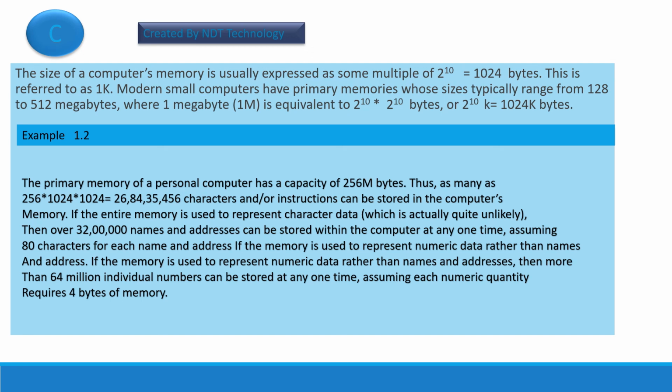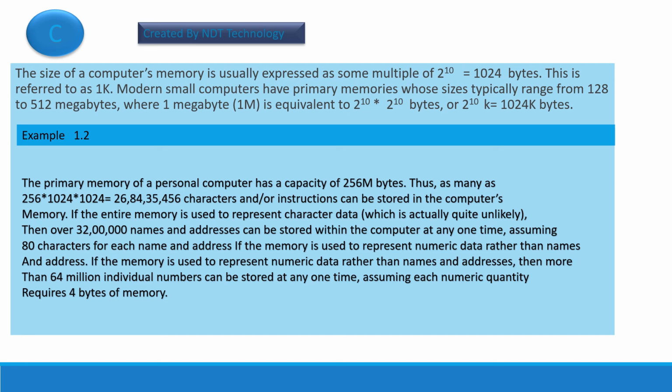If the entire memory is used to represent character data, which is actually quite unlikely, then over 22 lakh names and addresses can be stored. Okay? That's the power of the computer. Humans can't remember and can't store these kinds of data, right? But a machine can. So this is how the computer does our work very efficiently, with the use of memory and different devices. That's why I'm saying that the rarest innovation of the 20th century is the computer.